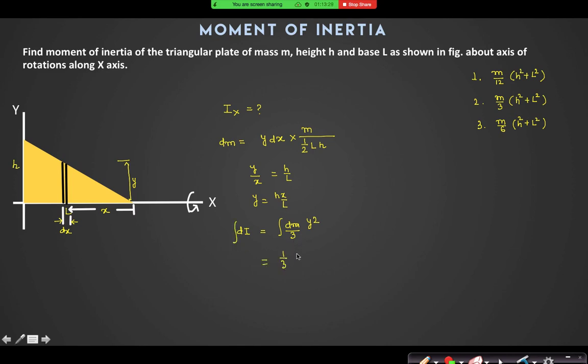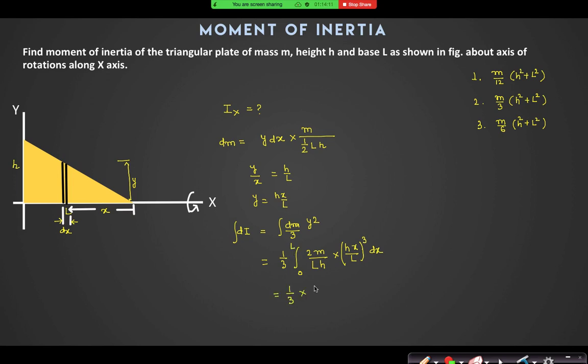So 1 by 3 into the integral of dm y square. If I do it, dm means 2m by Lh into y dx, that is hx by L into dx, into y square, means y cube will be there, dx. The integration should be from where to where? Can you tell me from where to where should I vary the value of x? 0 to L. Just 0 to L, okay.